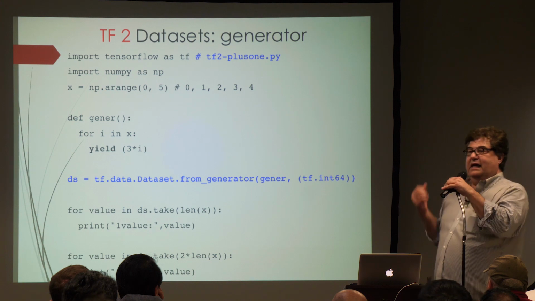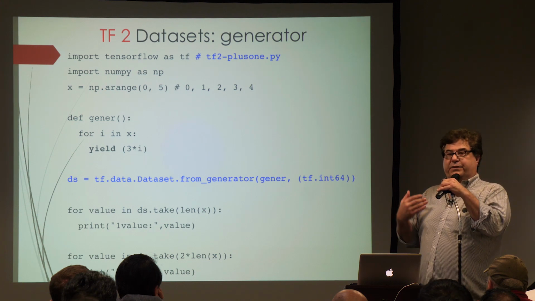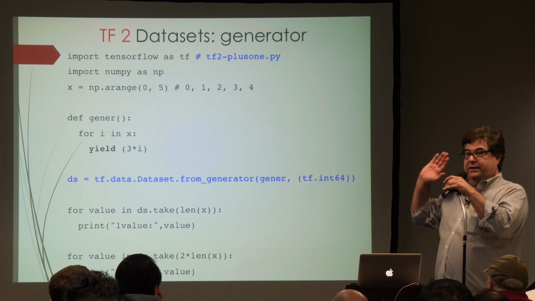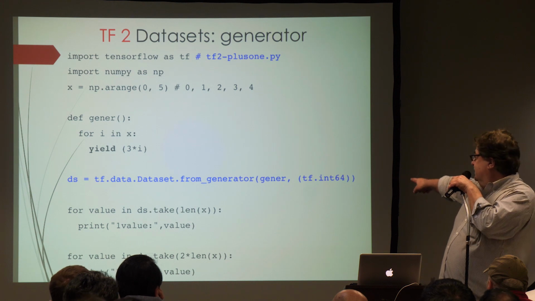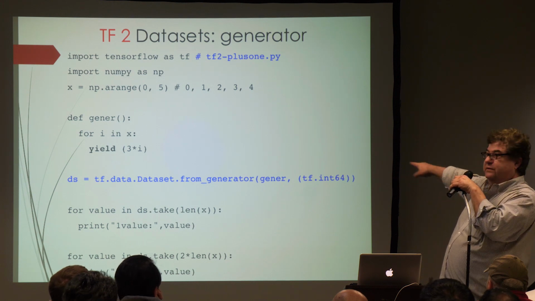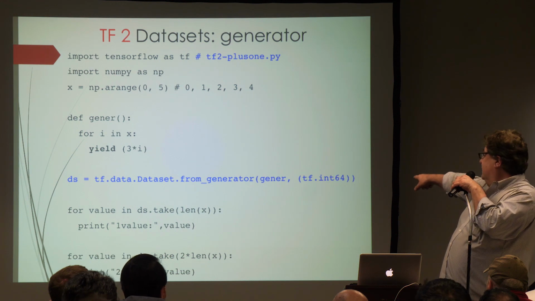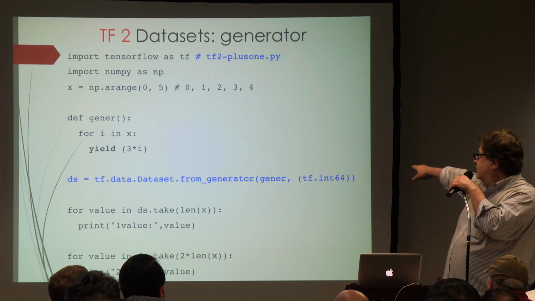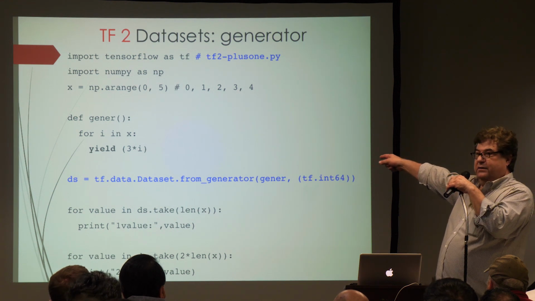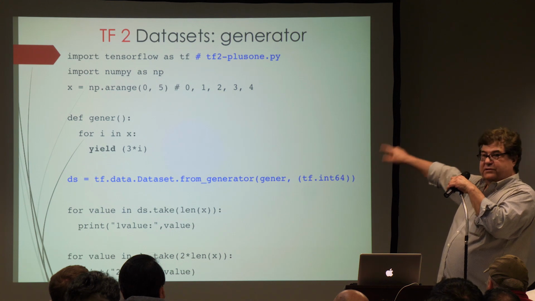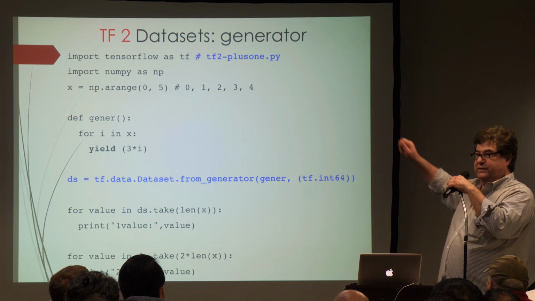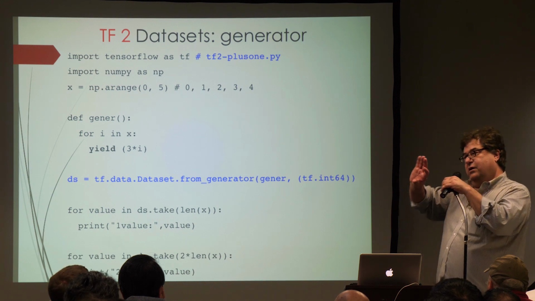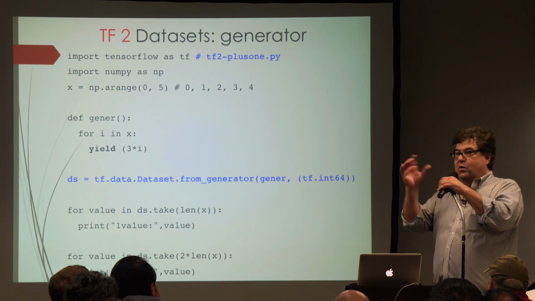However, the yield acts kind of like the writer, in that it writes an element to the pipe and then it stops. The code here, since we're using gener as the generator, when you see down below, the value in ds.take, it's going to go up there and invoke the generator. The initial value of i is going to be 0, and it's going to return 3 times 0 and then stop.